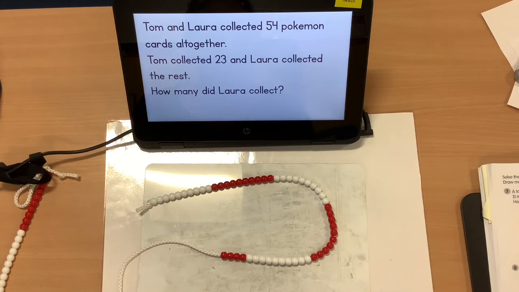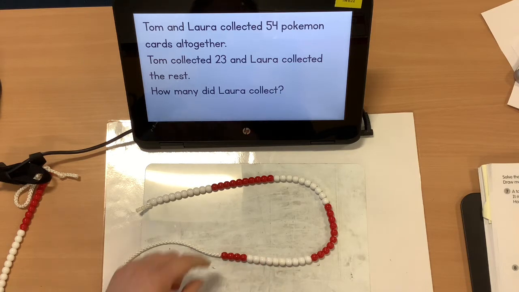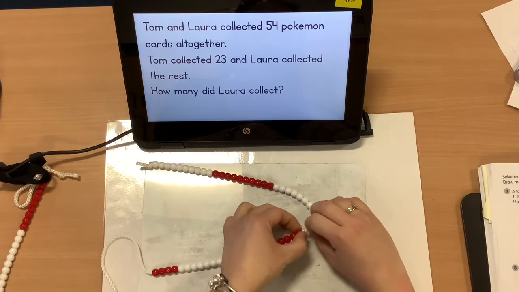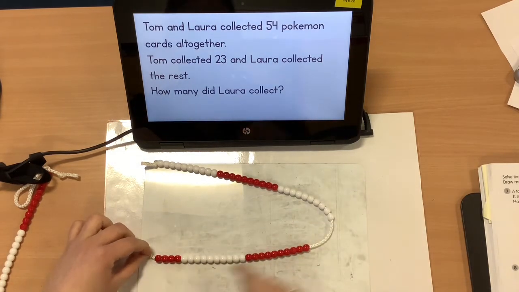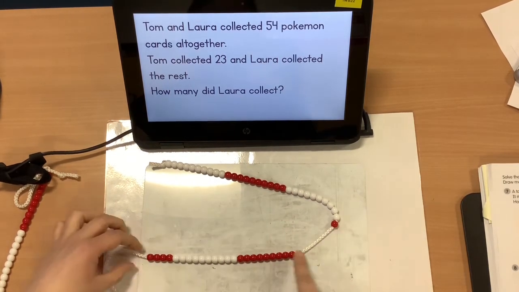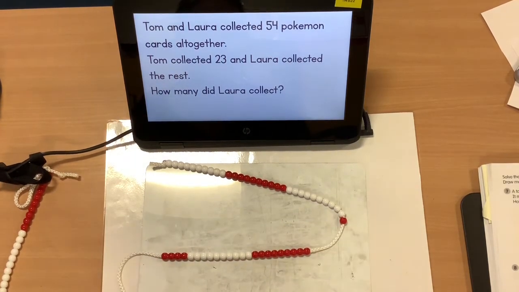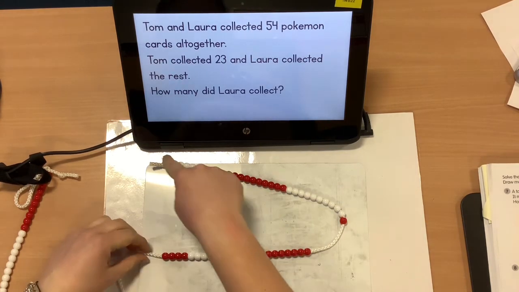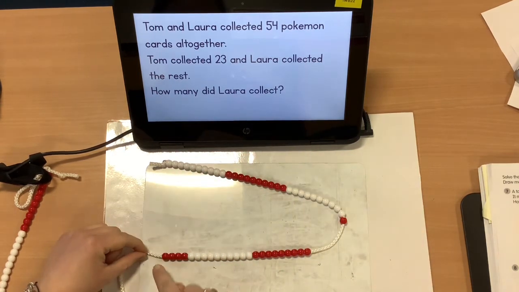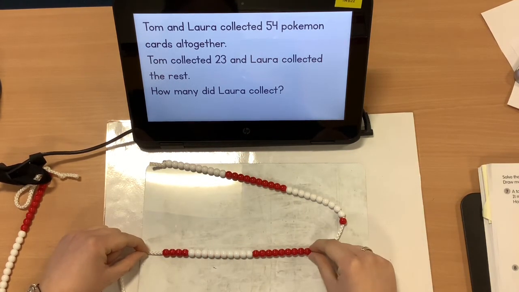So I now can have a look at how many were collected by Tom. So I know I need to move 23. Now there's two ways you can do this. You can either count them out one at a time, or you could have noticed that was 4. So if you moved that, it became 10, 24. If you just put one back, you've got 23. But hopefully you had 23 beads to represent Tom's 23. So there's still 54 here all together, but now I've got 23 here for Tom.